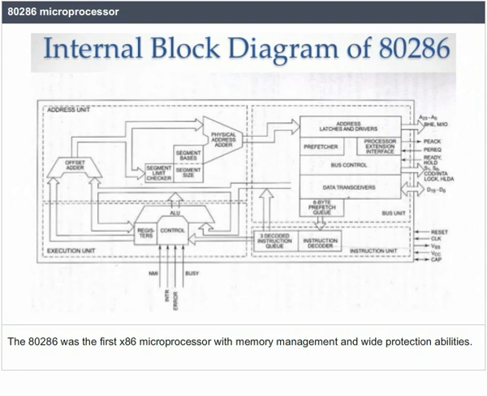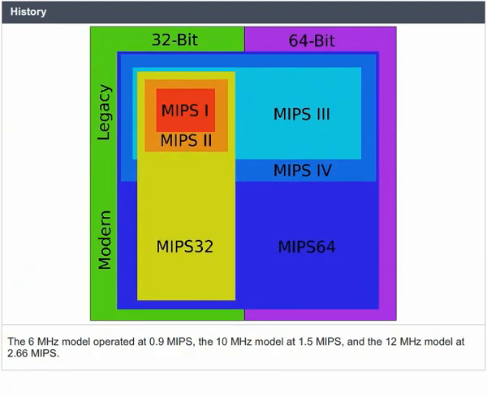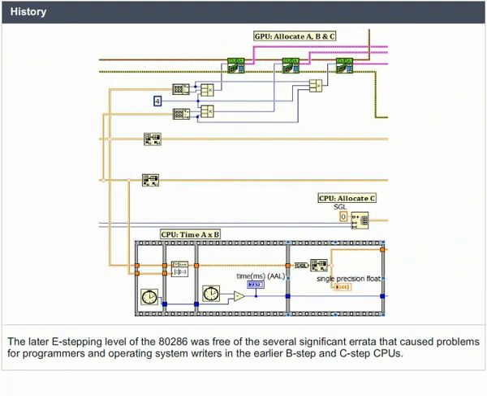History. The initial release was at 6 or 8 MHz. It was subsequently scaled up to 12.5 MHz. On average, the 80286 has a speed of about 0.21 instructions per clock. The 6 MHz model operated at 0.9 MIPS, the 10 MHz model at 1.5 MIPS, and the 12 MHz model at 2.66 MIPS. The later E-stepping level of the 80286 was free of the several significant errata that caused problems for programmers and operating system writers in the earlier B-step and C-step CPUs.